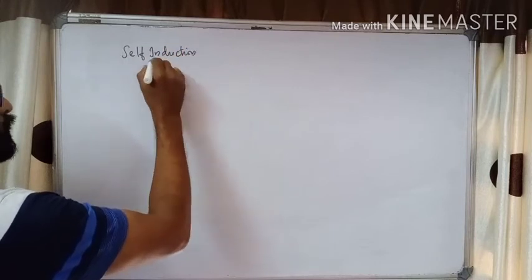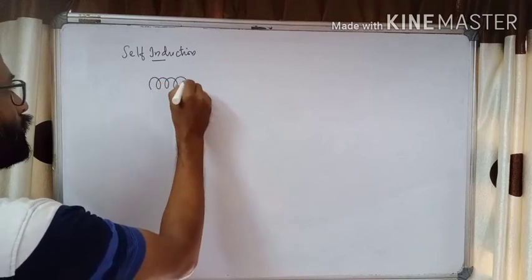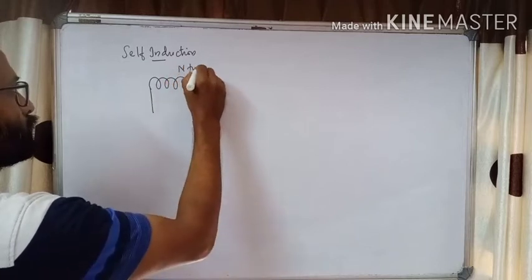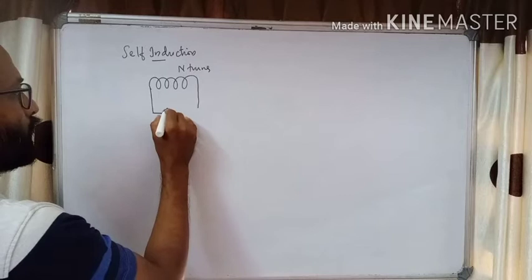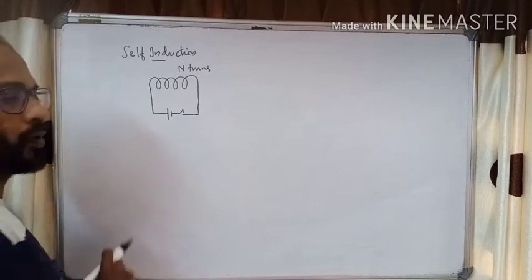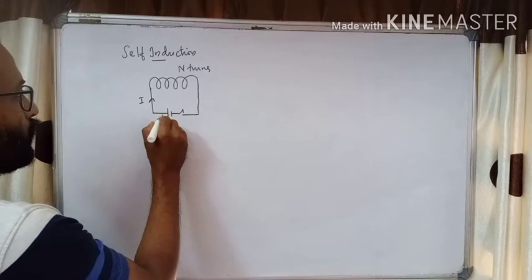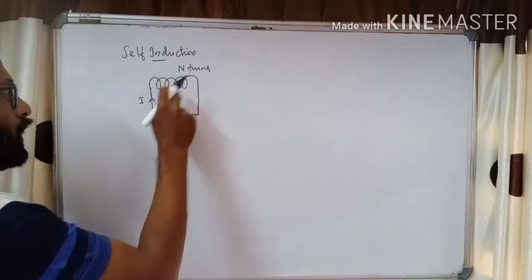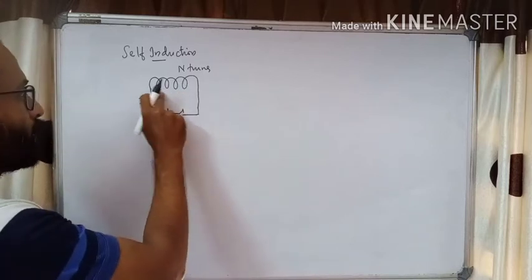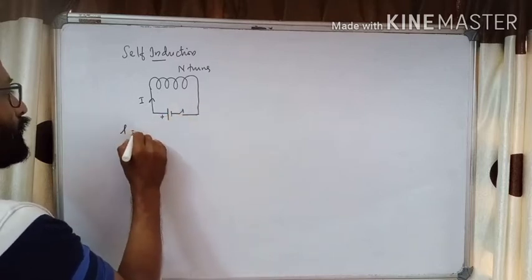So we have self-induction. Say we have a coil, a coil of N turns. It is connected to a cell and a switch. N is the number of turns. Let I be the current carried by the coil; from the positive of the battery, current will start to flow through the coil. We are taking a solenoid here, and let L be the length of the solenoid.